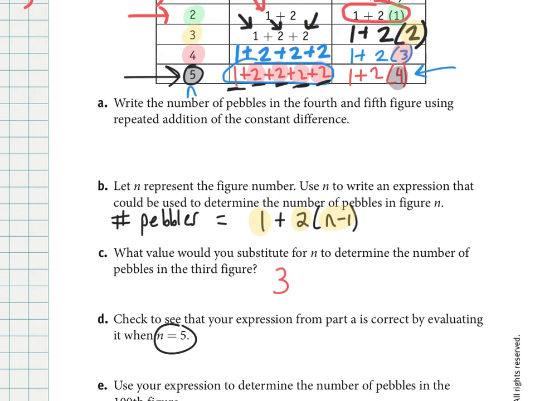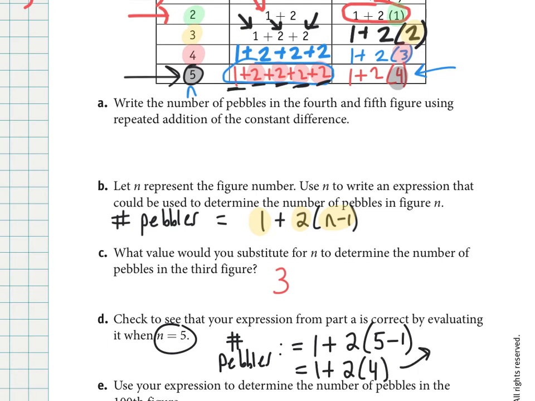The number of pebbles in the fifth figure should be 1 plus 2, and we can plug our n value in here, times 5 minus 1, which is 4. We have to do the parentheses first. Then 1 plus 2 times 4, we need to do multiplying first. So 2 times 4 is 8, and 1 plus 8 equals 9. So there should be 9 pebbles in that fifth figure.